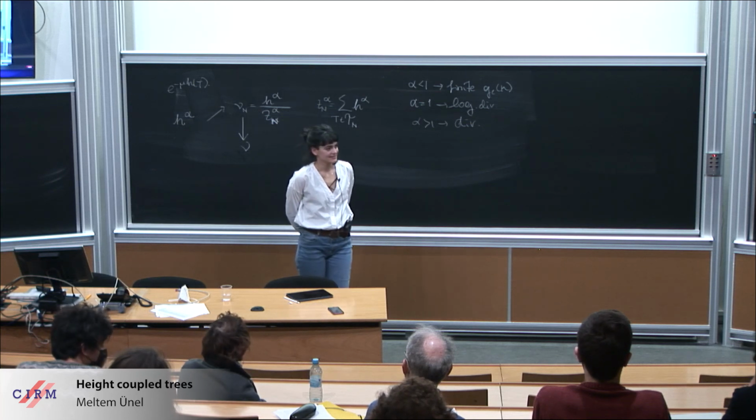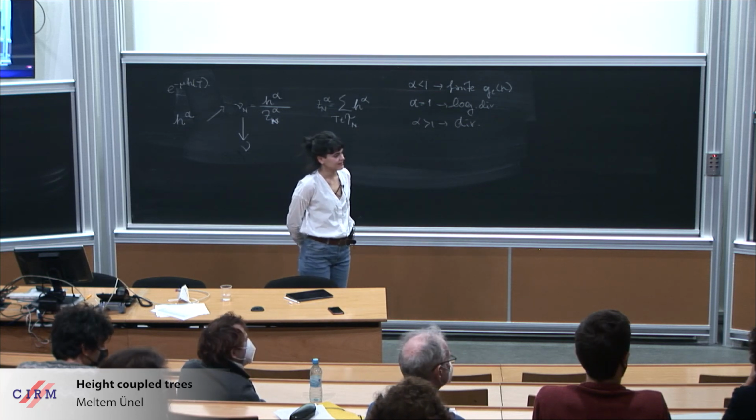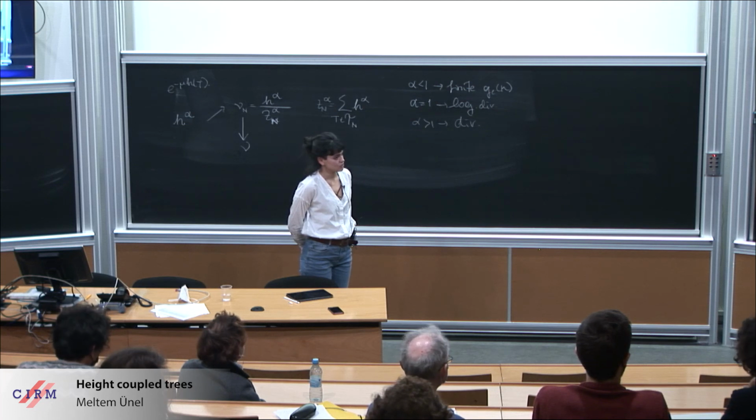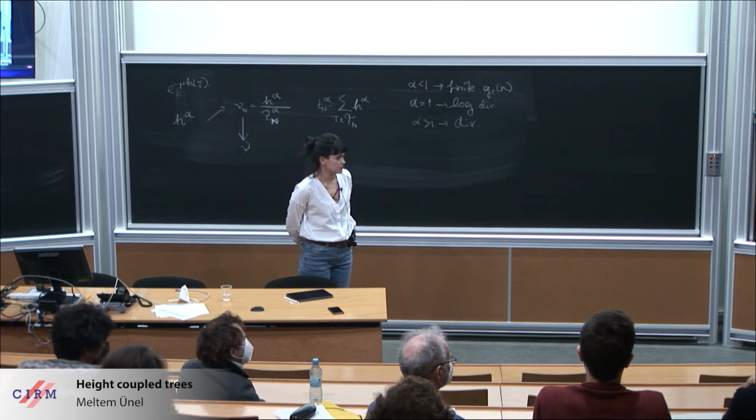And in front of the n to the 1/3, what do you get? A constant or a random variable? It's a constant. A constant that depends on mu.